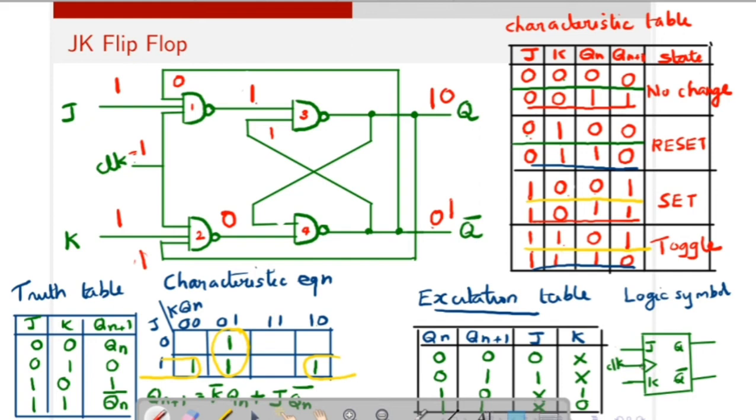It is a negative edge triggered clock pulse. Then here we draw a bubble. Bubble indicates it is negative edge triggered JK flip-flop. So this is the logic symbol of the JK flip-flop. Clear? So that's all about the logic circuit, characteristic table, truth table, characteristic equation, excitation table, and logic symbol of this JK flip-flop. Next we can draw the waveform of this JK flip-flop.